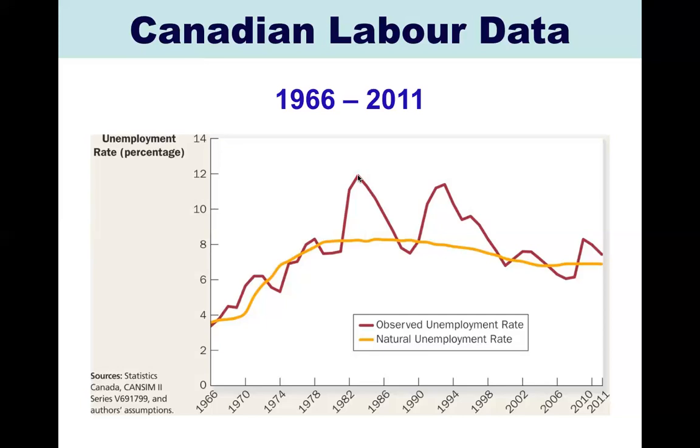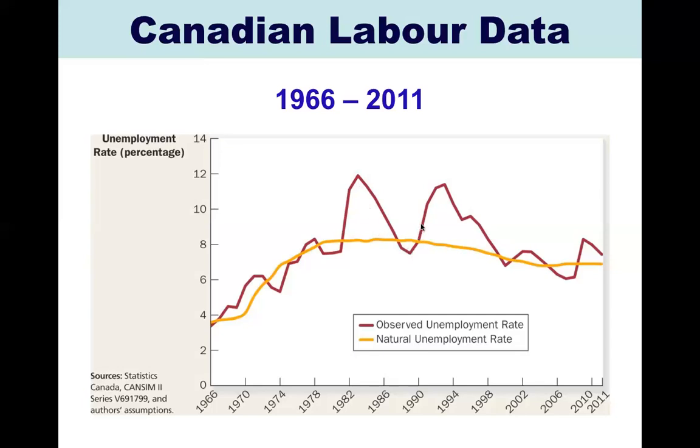Again, this is because there was disinflation. Remember the trade off between inflation and unemployment. So, this first large increase in unemployment is due to disinflation. And the government and central bank went from about 10% inflation down to 4% inflation.